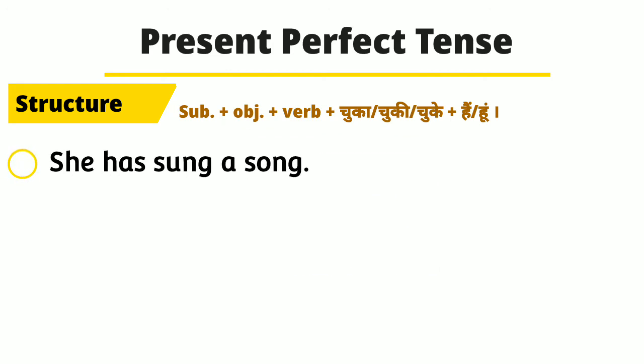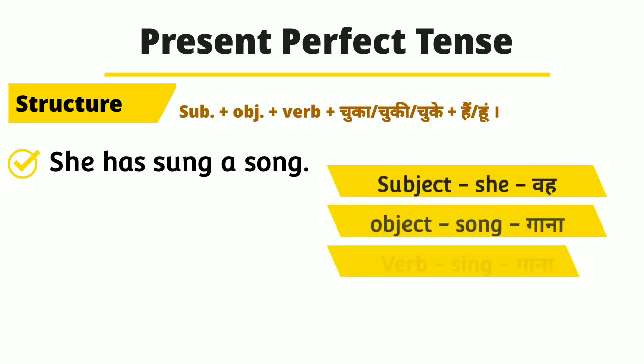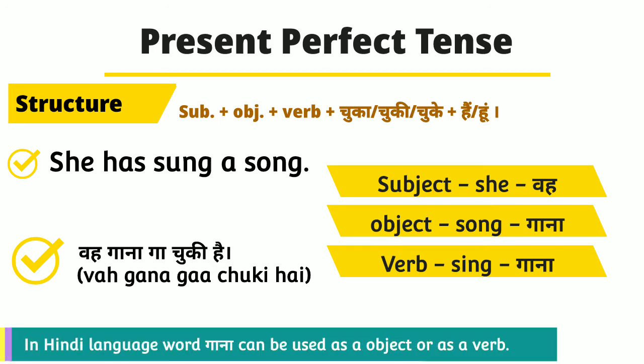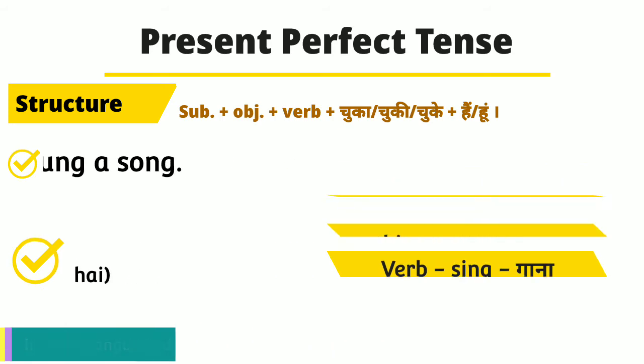Now see some examples. She has sung a song. Here subject she means वह, object song गाना, verb sing गाना, वह गाना गा चुकी है. In the Hindi language, the word गाना can be used as an object or as a verb.